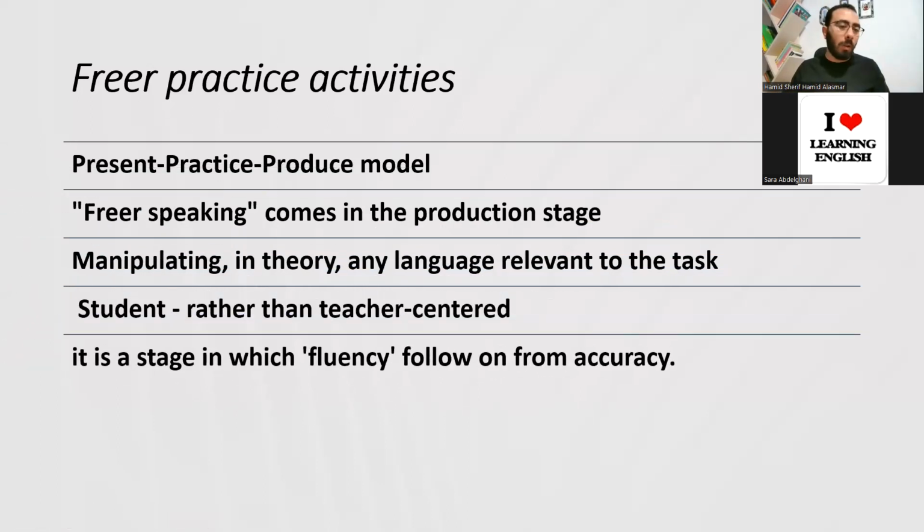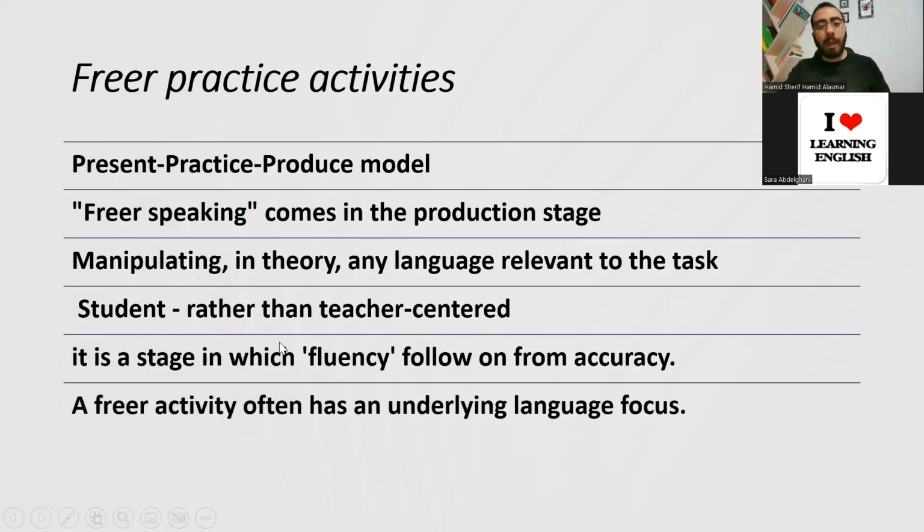Again, freer practice is always a stage in which fluency follows on from accuracy. Because if we are looking at present, practice, produce, basically the second stage is the controlled practice, and then the production, this would be the freer practice. So it comes after accuracy. And it normally has an underlying language focus. Normally in language classrooms, this is what we have.